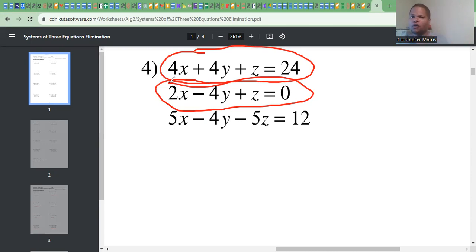As a general protocol, what you want to do is identify one of the variable terms that you want to eliminate. If I look at the first two equations in this example, I would target the y's, because the y's are already set up to eliminate. You have a positive 4y and a negative 4y. If I added those two together, the y's would eliminate. So I'm going to use those first two as our first example so you can see my logic.